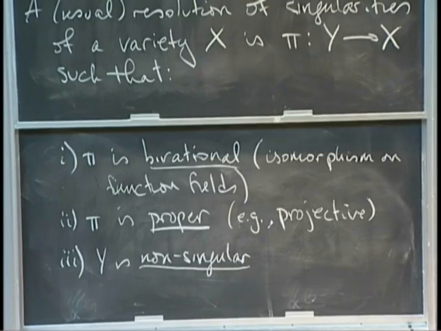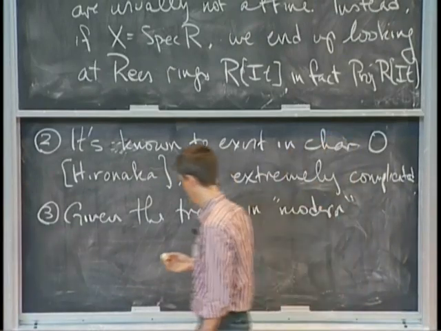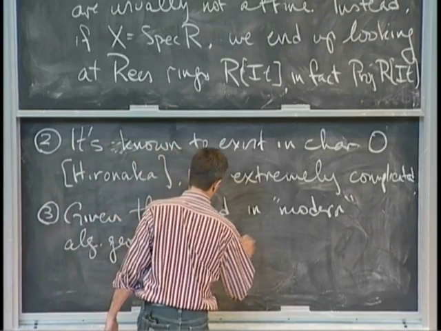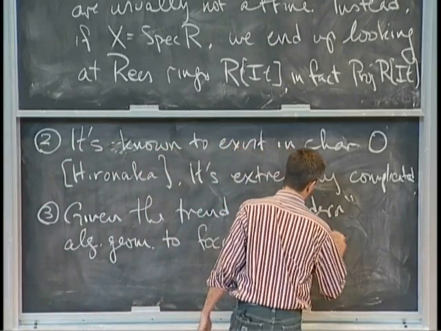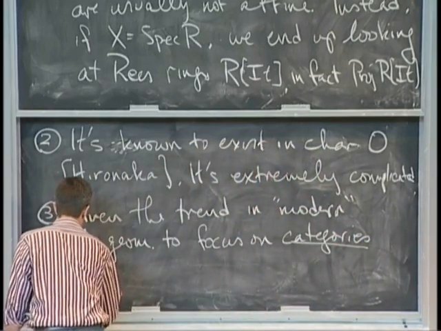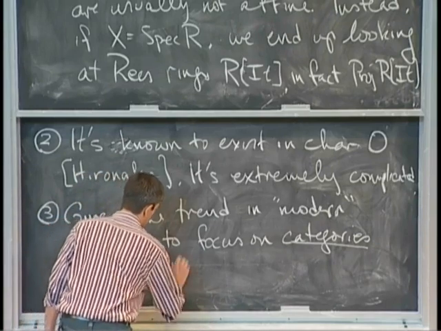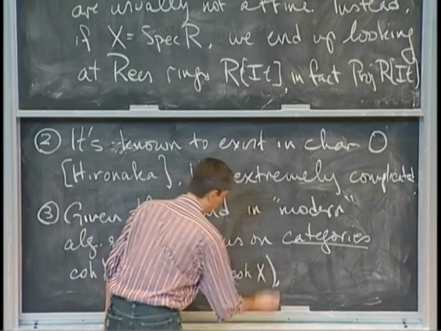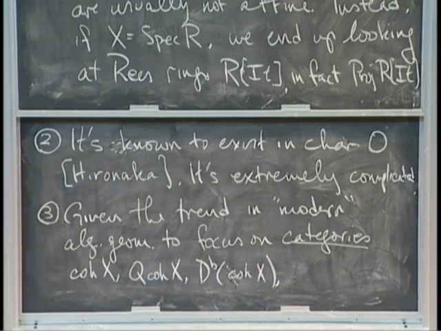And third, this is the last one. Given the trend in so-called modern, well, not so-called, I'm going to call modern algebraic geometry, to focus on the categories, say, for example, coherent sheaves on X or quasi-coherent sheaves on X, or say the bounded derived category of one of these, which we heard about again in one of the 5-minute talks yesterday, if you were here, from Adam, I think. It would be very nice to be able to control the effect of a resolution of singularities on these categories.